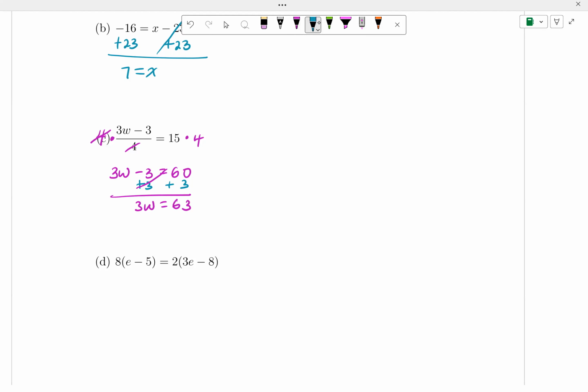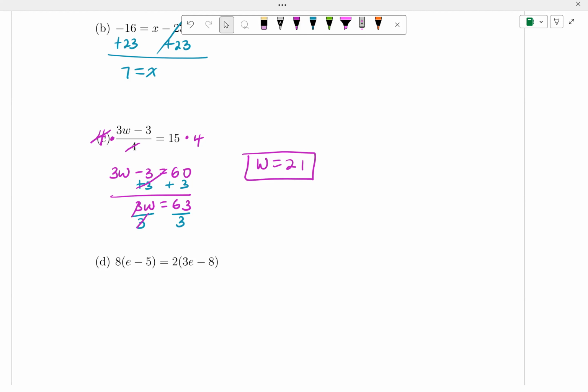And how do you get rid of the 3 on the w? What's happening between the 3 and the w? It's a multiplication sign. So you just do the opposite of multiplication, which is division. Those are going to cancel out. And you're left with w equals 21 as your answer.